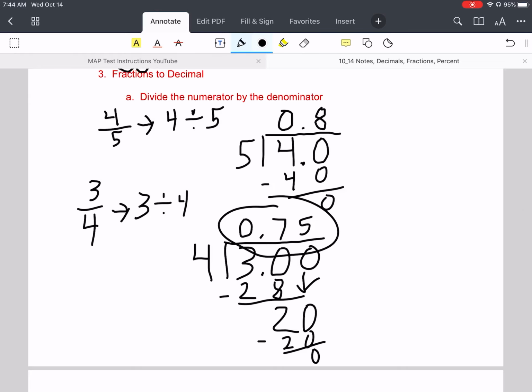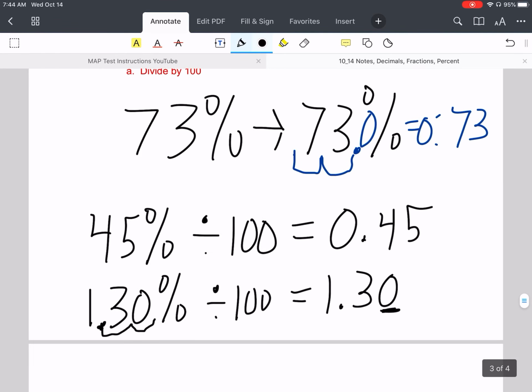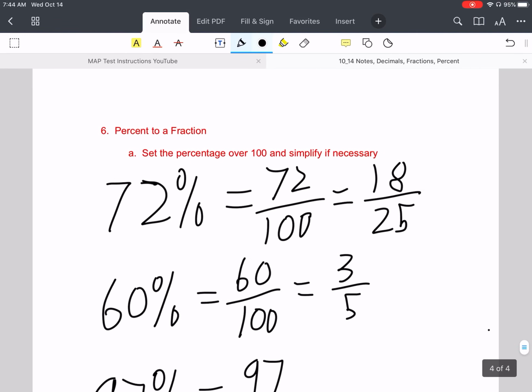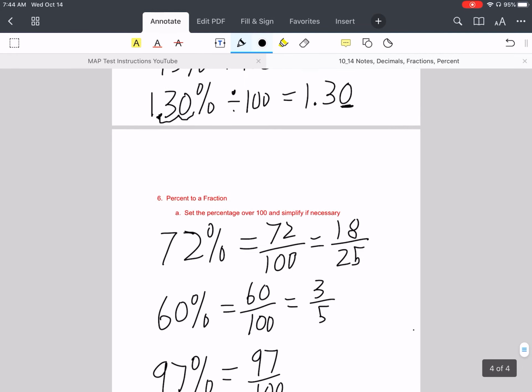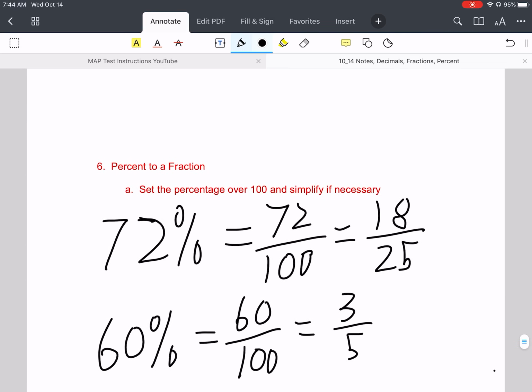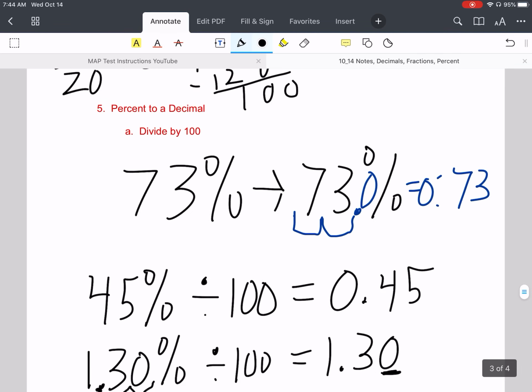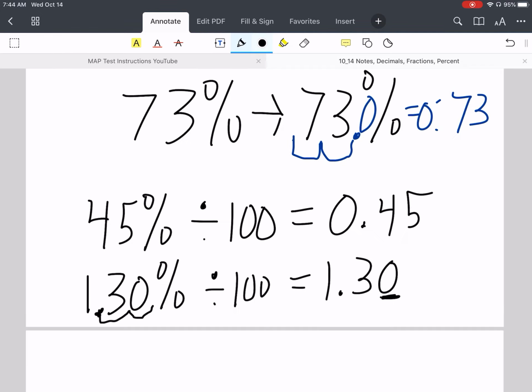The other thing I want you to realize for this assignment is you don't need to use all 6 of these things, because if you have a percentage, you can turn that into a fraction, or you can turn that into a decimal. Because once you have a decimal or a fraction, then you can convert that to other things.